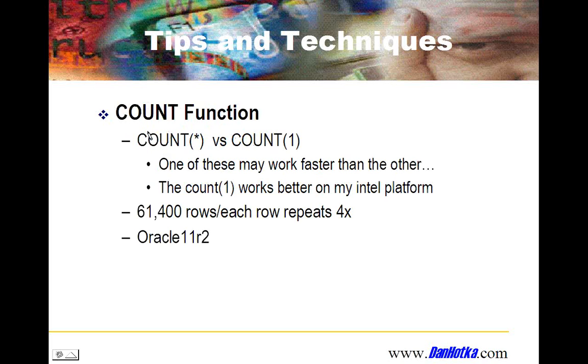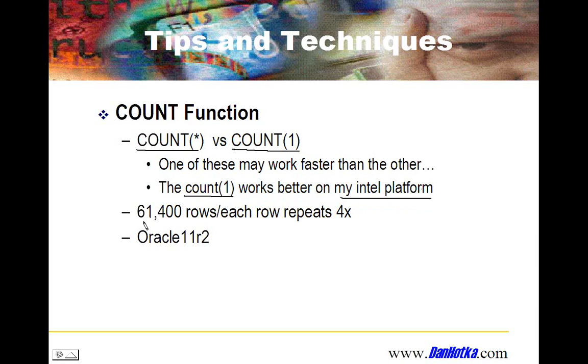Okay, the count function's kind of nice. Over the years, you select count from some table with some where clause, and it'll return the count. You select count star from some table, and it will return you how many rows are in the table. What I have discovered over the years is you can count asterisk, or you can count ones. It'll count the ones that return from the rows. One of these will work faster than the other, okay? And the count one seems to work faster on my Intel platform.